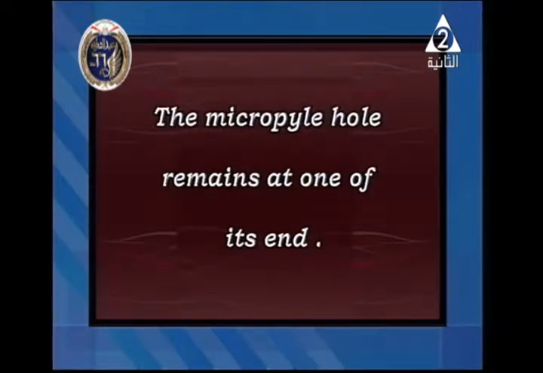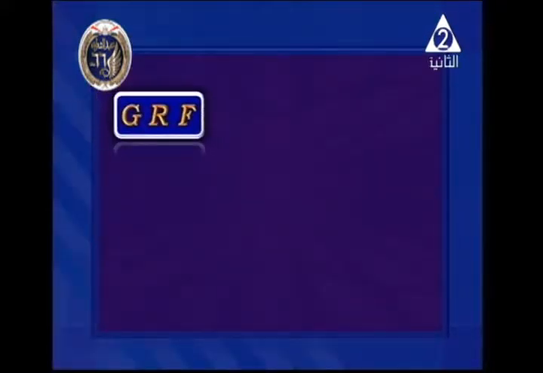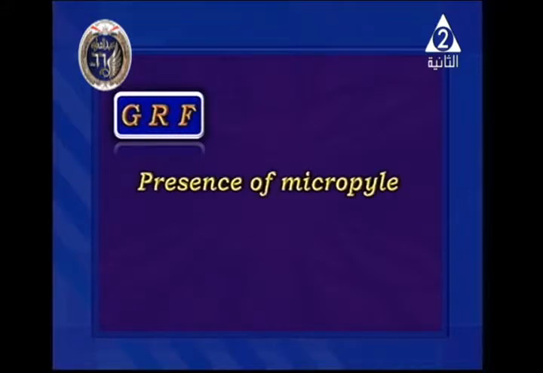The micropyle, the tiny hole that remains at one end, because the integuments don't cover the micropyle, as we said. And after that, the ovary will become what? The pericarp, which varies in different fruits. It varies or differs from one fruit to another according to the type of the plant.